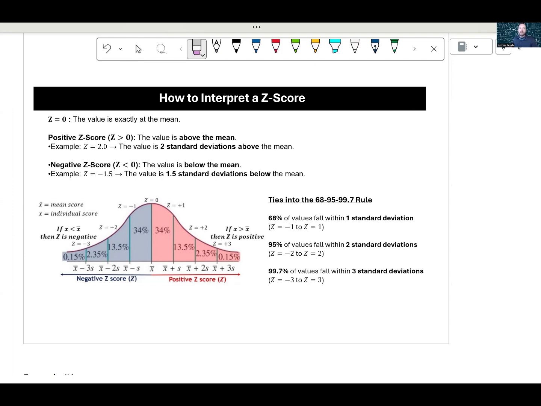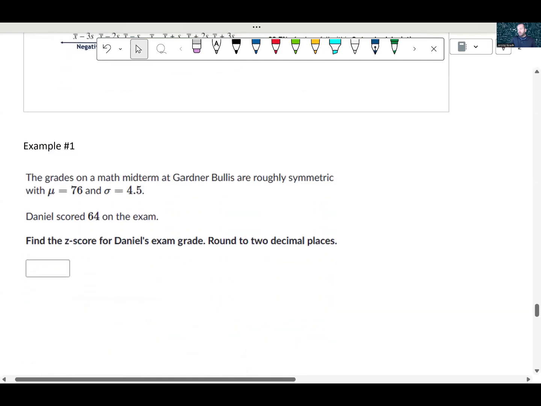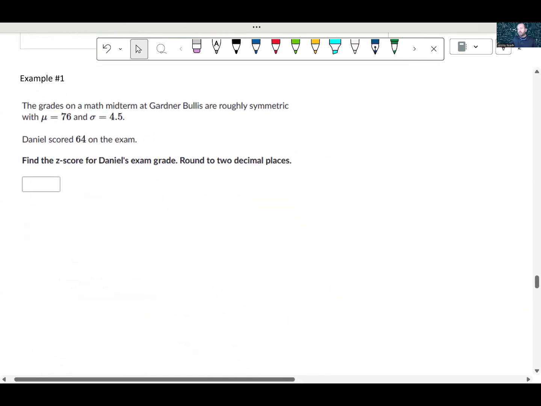Z-scores help us to compare values from different distributions by placing them on the same standardized scale. So if we can convert data values into z-scores, we can use the standard normal distribution, and that can help us to determine percentiles, probabilities, and areas under the curve. So we're able to find those things from calculating the z-score. But let's just look at some z-score calculations. These should go fairly quickly.